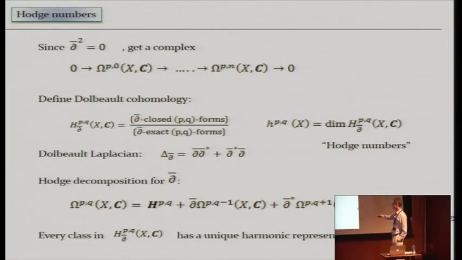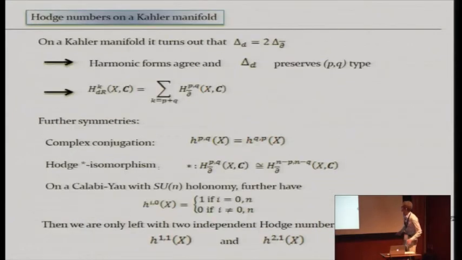Okay? And again, from this it follows that every class in H^{p,q} has a unique harmonic representative. Harmonic now being harmonic with respect to the Dolbeault Laplacian. Okay, so that's a story for complex manifolds, but we have a lot more. We have a Kähler manifold.